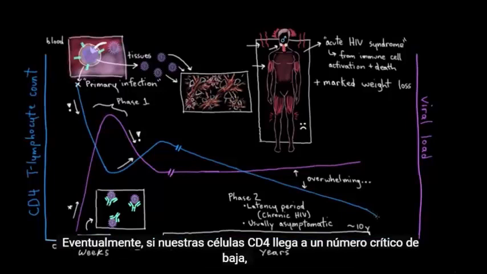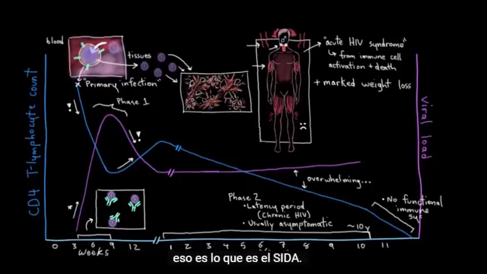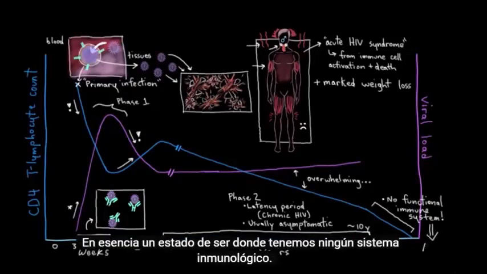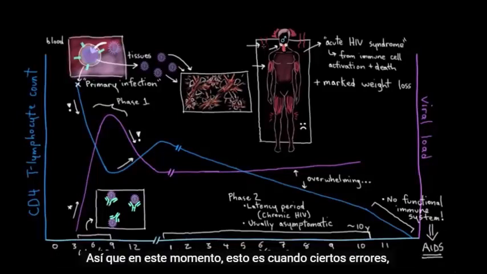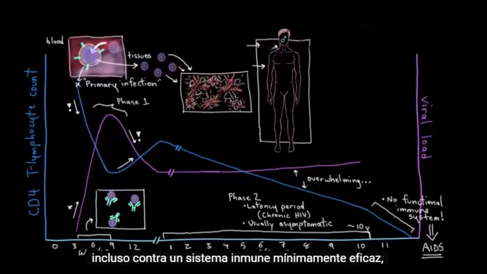Eventually, if our CD4 cells get to a critically low number and result in our having no functional immune system, that's what AIDS is. Essentially a state of being where we have no immune system. So at this point, this is when certain bugs, bacteria and viruses that would never stand a chance against even a minimally effective immune system, these things start to infect the person.